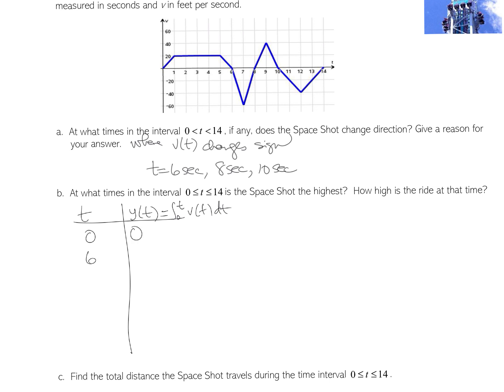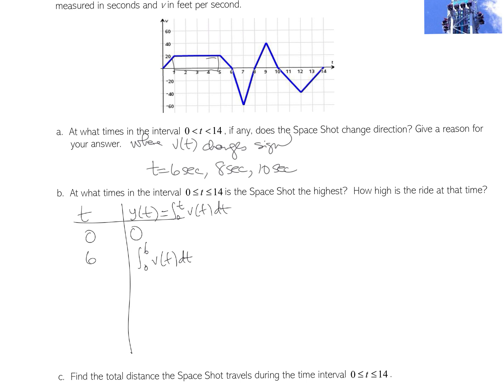We're going to do 6 now. So this is the integral from 0 to 6 of v of t dt. So this is the area. You can see here that we have a rectangle. It's 5 by 20, which is 100.